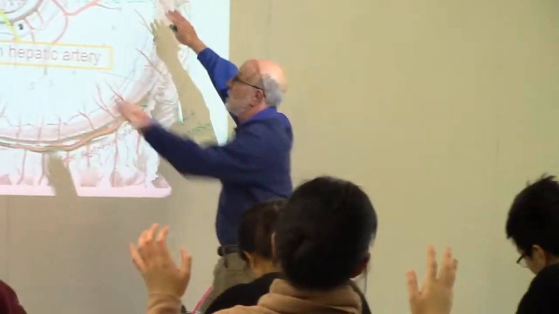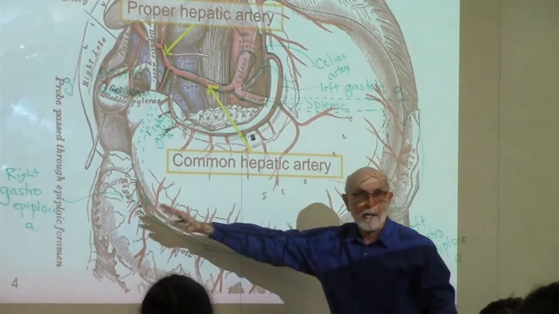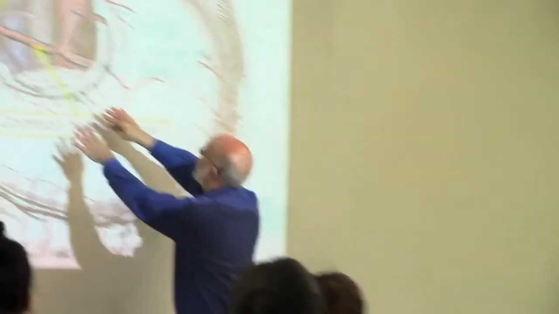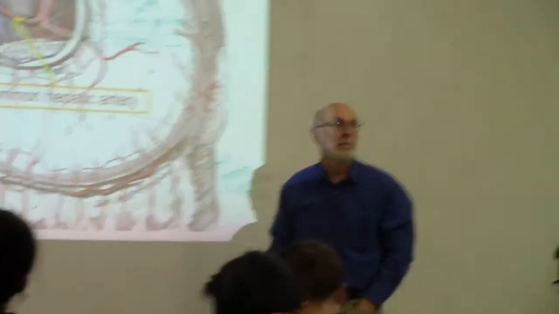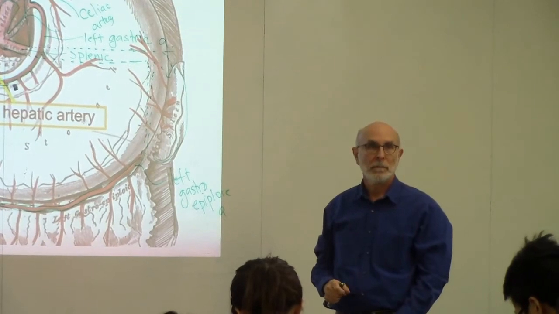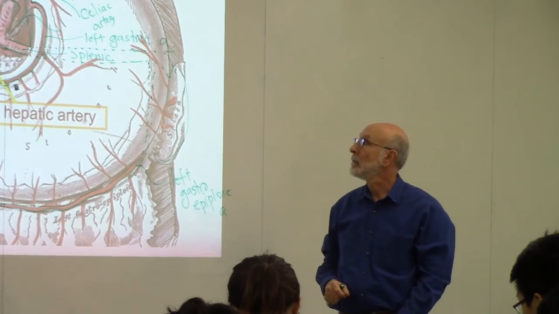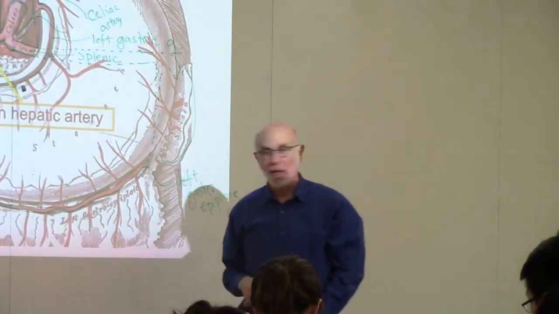So the entire curve down here is the gastroepiploic. This is the gastroepiploic artery, and this is the right side, and this is the left side of the gastroepiploic artery. This is the gastric artery, the left side and the right side of the gastric artery. That's just arteries. When we get to veins, they're almost as complicated.